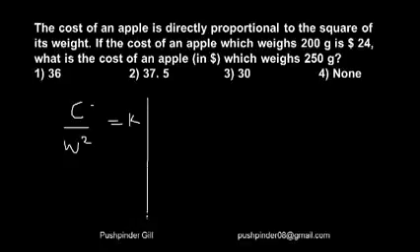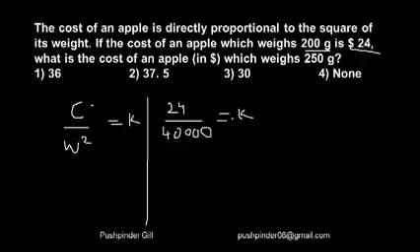Alright. Now what is he saying? He's saying if the cost of an apple which weighs 200 gram is $24, so that means 24 divided by 200 squared, which is nothing but 24 by 40000, is equal to the constant. Fine. What is the cost of an apple which weighs 250 gram?